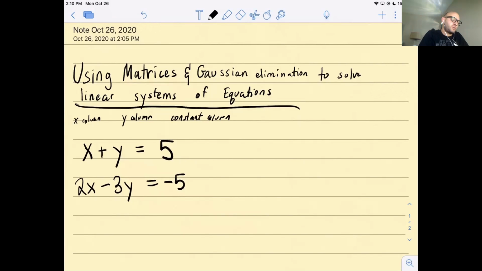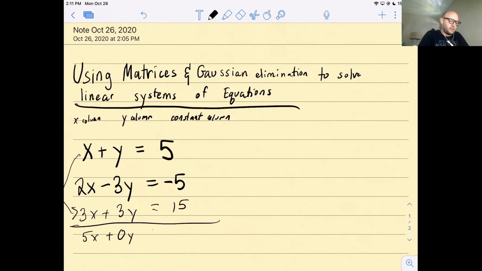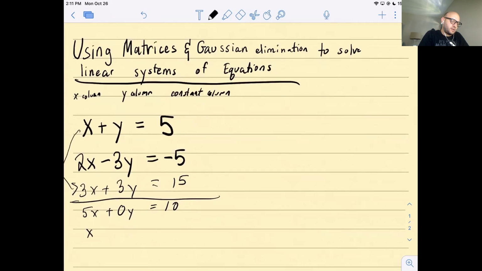So for example, first maybe you would multiply this by positive 3, let's say. So you'd get 3x plus 3y equals 15. And then you can do elimination, and then you get 5x plus 0y is equal to 10. And then you find that x is equal to 2. And then you can solve backwards. So this is pretty straightforward.